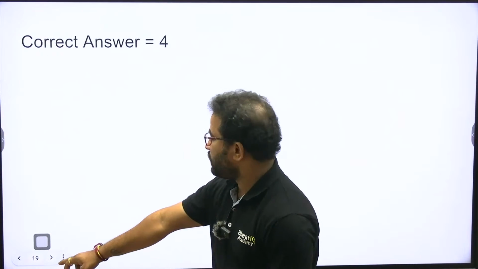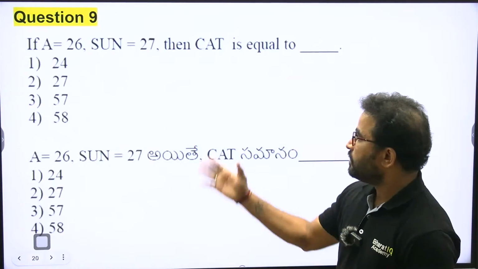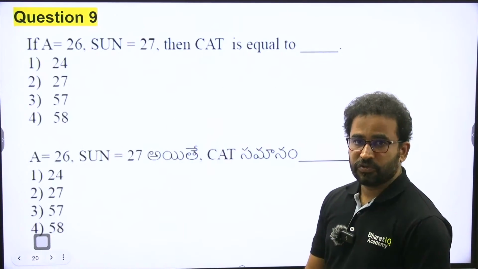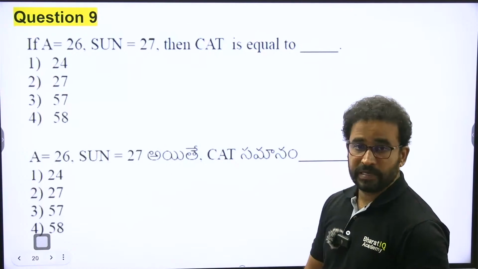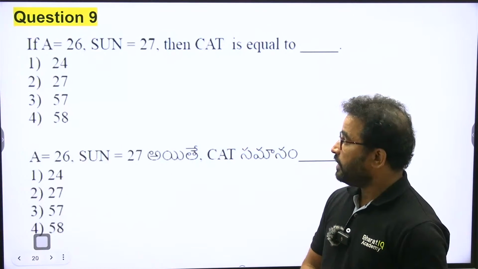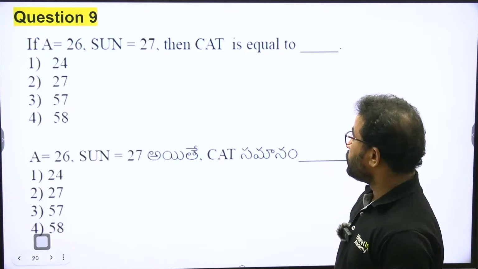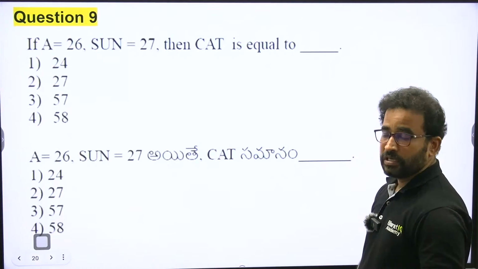Otherwise it will take more time in the competitive examination. Now look at this one. The next question also belongs to coding and decoding. A is equal to 26, sun is equal to 27, cat is equal to how much?